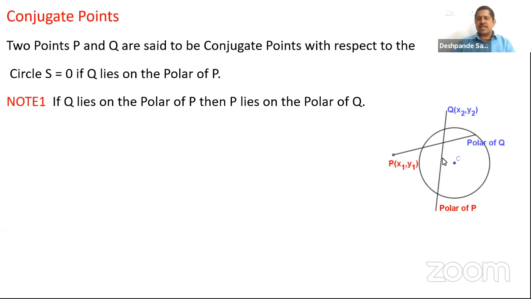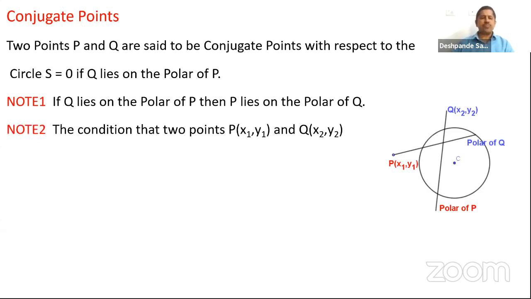So when you have these two situations, where the polar of the first point passes through the second point and the polar of the second point passes through the first point, then you can say the two points are conjugate points.